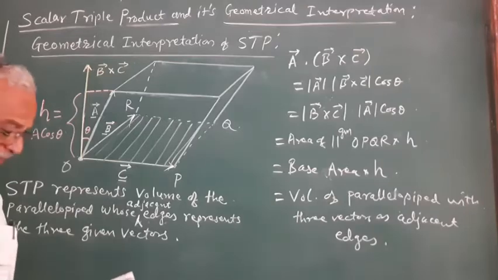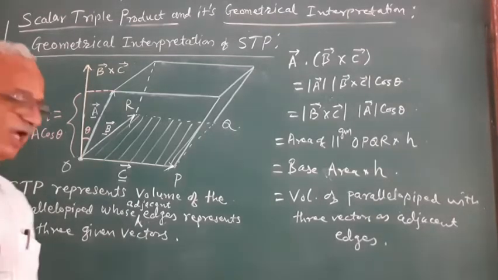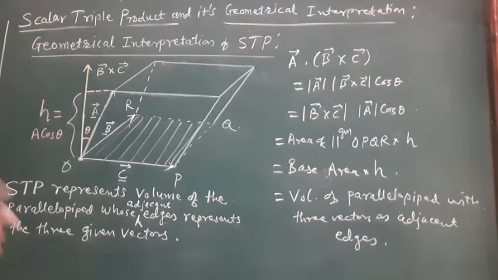So we can comment here. The first comment we can state here is that the scalar triple product of the vectors a bar, b bar and c bar represents the volume of a parallelepiped formed by the three vectors as the three adjacent edges.